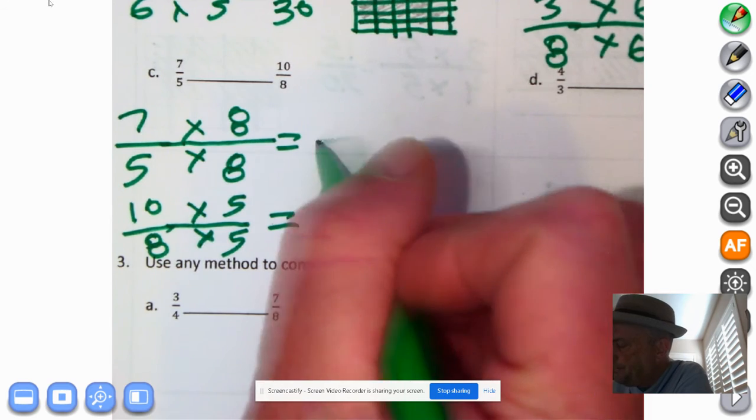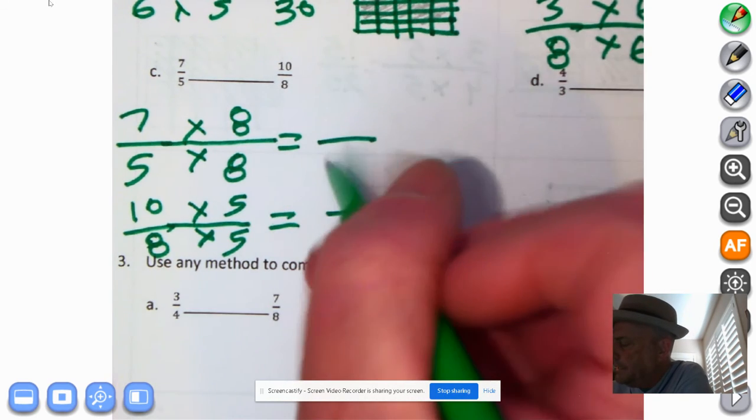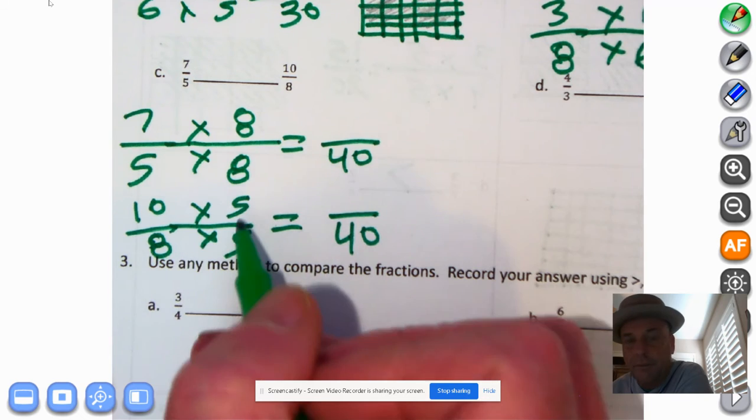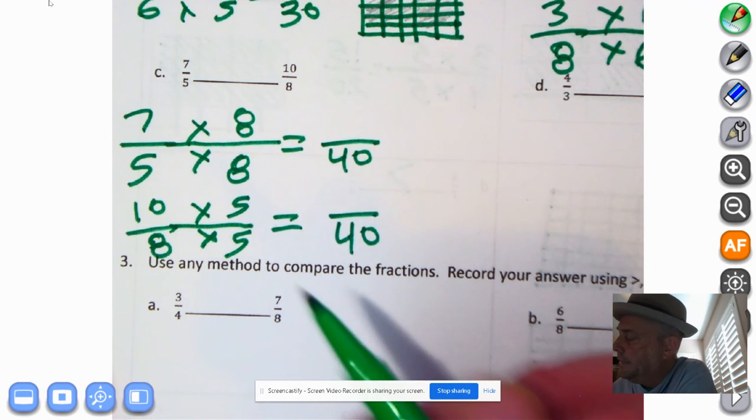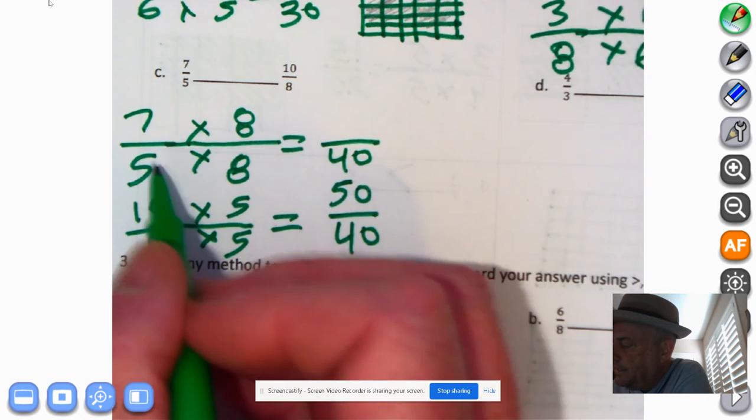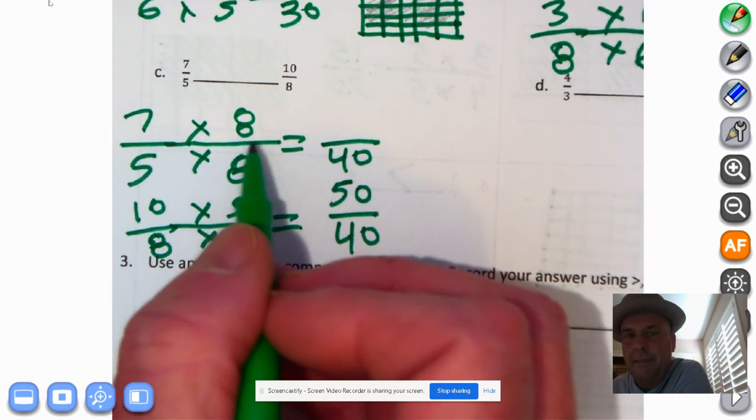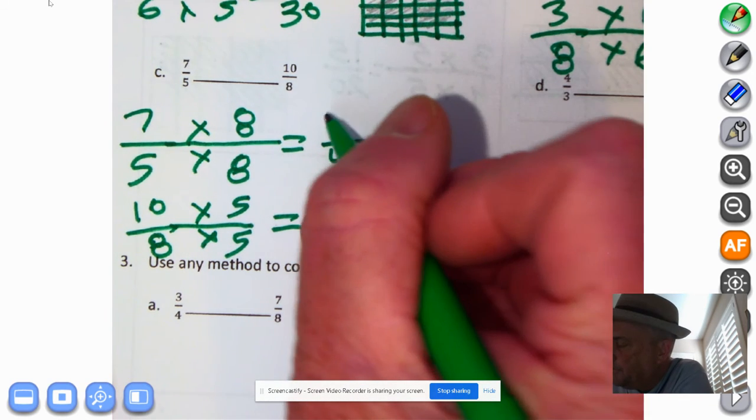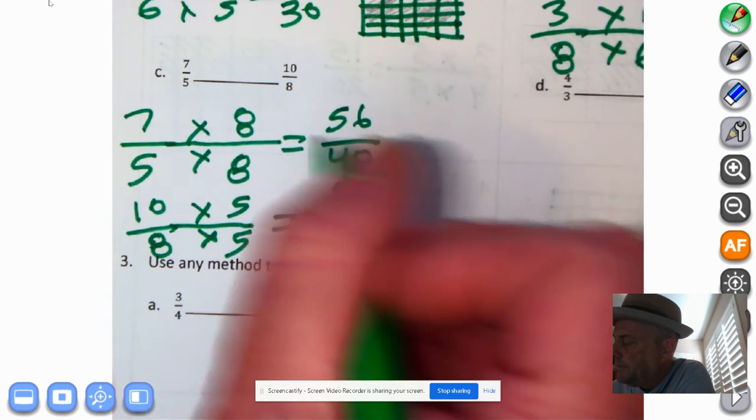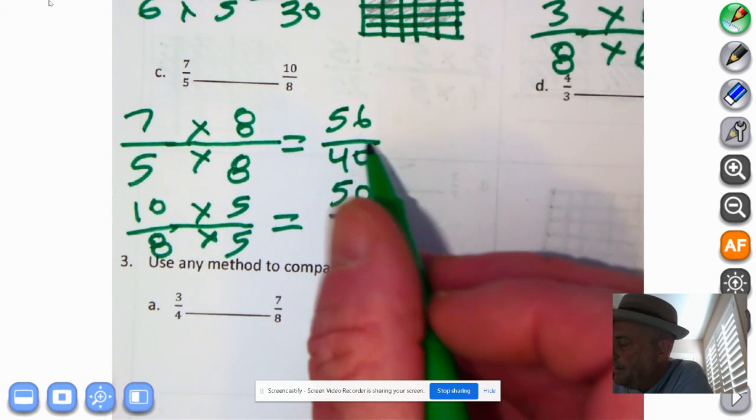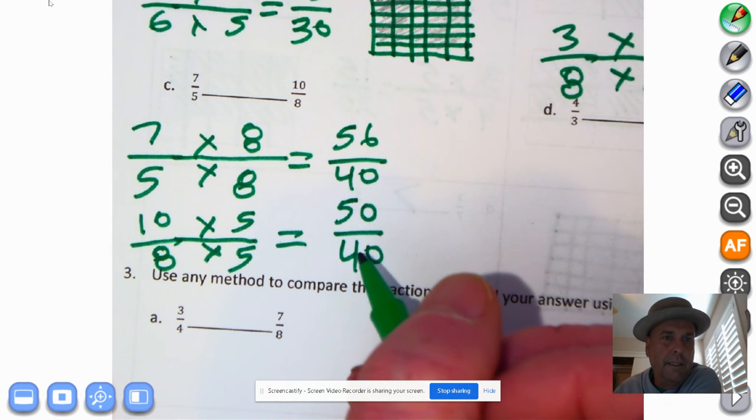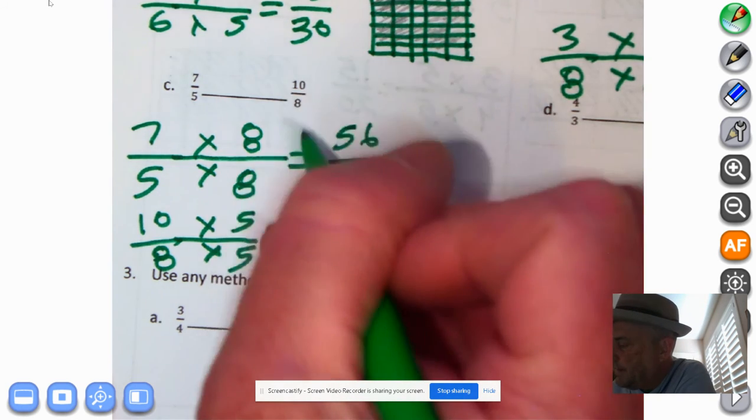And welcome back. Well, let's figure this out. 5 times 8 is 40. And 8 times 5 is 40. 10 times 5, we've been working with 10s all last week: 10, 20, 30, 40, 50. 50 fortieths over here. 5 times 8 is 40. 7 times 8 is 56. Remember that trick? 5, 6, 7, 8. 7 times 8 is 56. And what's larger? 56 fortieths is indeed larger than 50 fortieths. So 7/5 is the larger fraction.